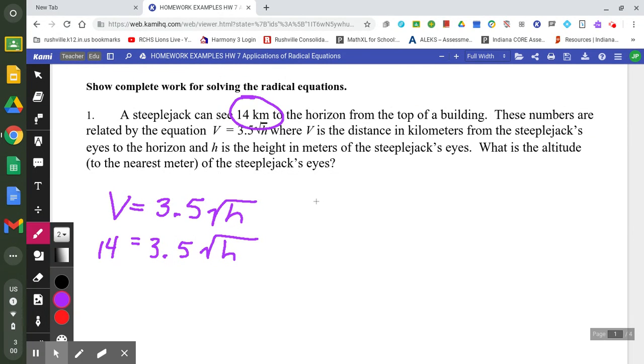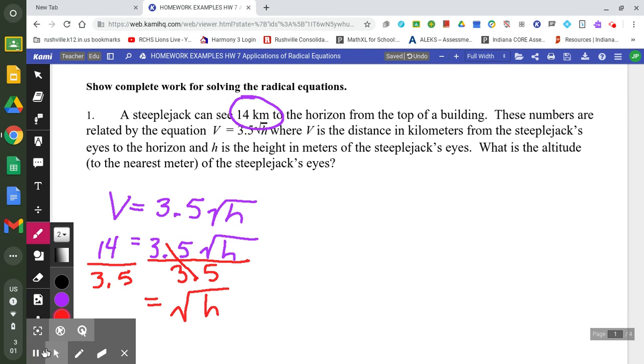And then from homework 6, we learned that to solve a radical equation we need to get the radical by itself. So the opposite of times 3.5 would be divide by 3.5. I'm going to do that on both sides of the equal sign. When I do that, I have square root of h on one side of the equal sign. And then I take my calculator, and 14 divided by 3.5 is 4.